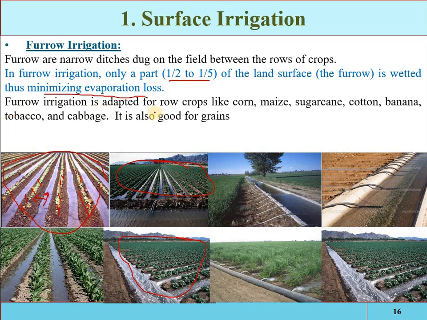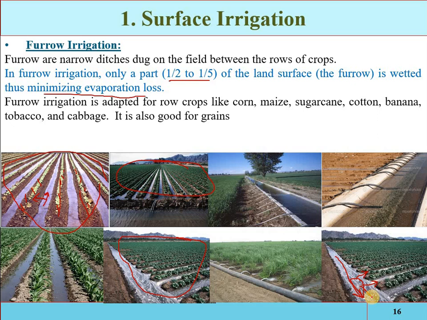Furrow irrigation is adopted for row crops like corn, maize, sugarcane, cotton, banana, tobacco and cobalt. It is also good for grain crops. Here you can see this is a main field channel, and the water is diverted into each and every furrow. Again, that diversion, that discharge will depend on the requirement, on the types of crops, the types of soil, and the climatic and topographic conditions.